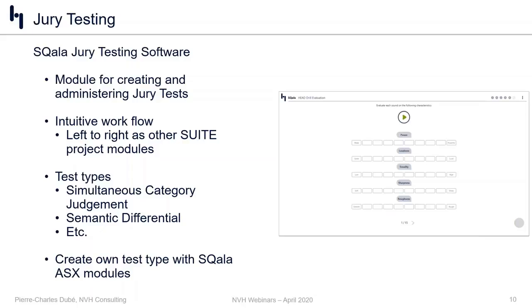Furthermore, for those of you that are handy with MATLAB or Python or other programming languages, you're able to code your own jury tests if you've got something in mind that's not available in Suite using our Scala ASX modules. This is an interface that kind of links the two things together.